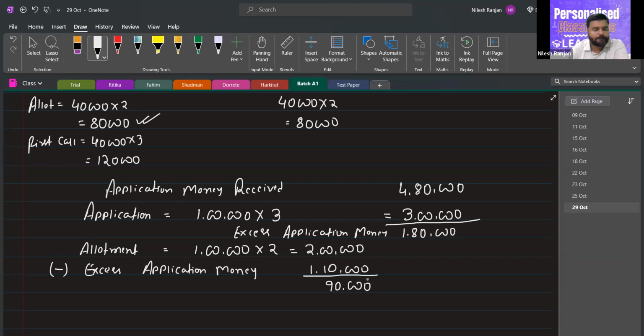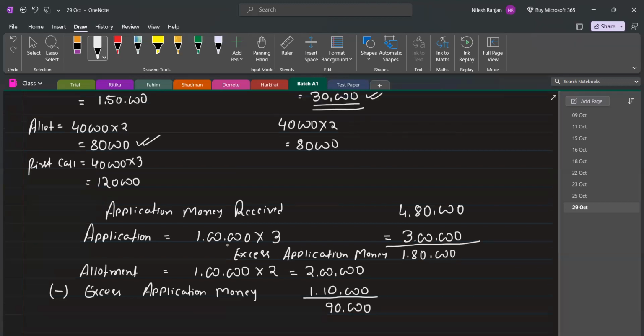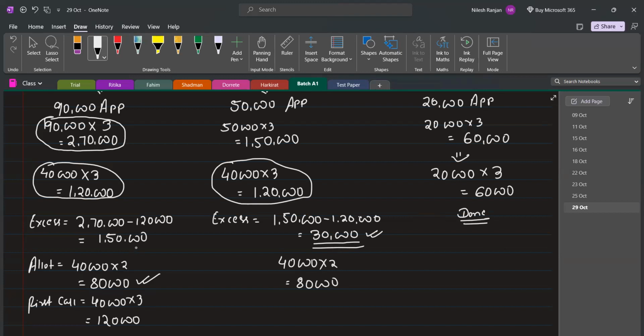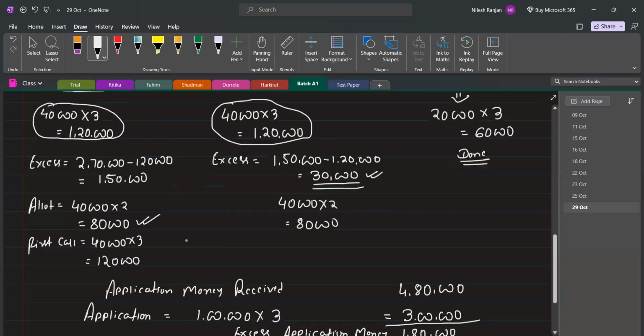Yes, sir. Because these shareholders will pay the full amount, because 20,000 into 2, and the balance 50,000 will be received here, because we can utilize only 30,000 here. So balance 50,000 here and 40,000 here. So 90,000 in first category. Total allotment money is already received in advance at the time of application.